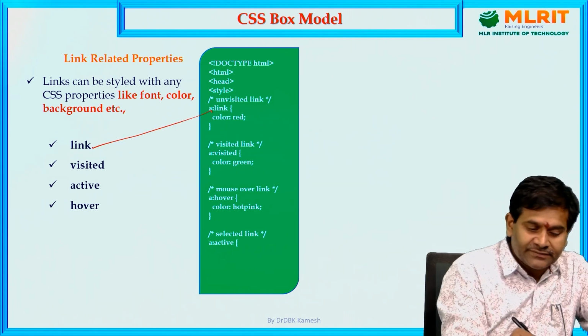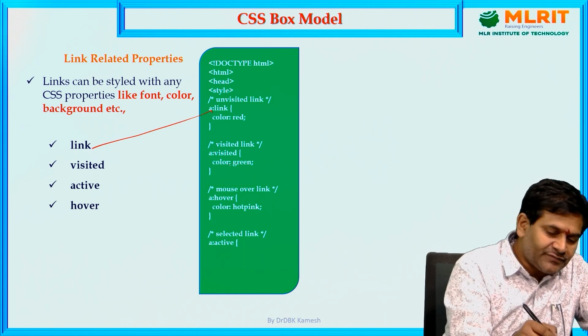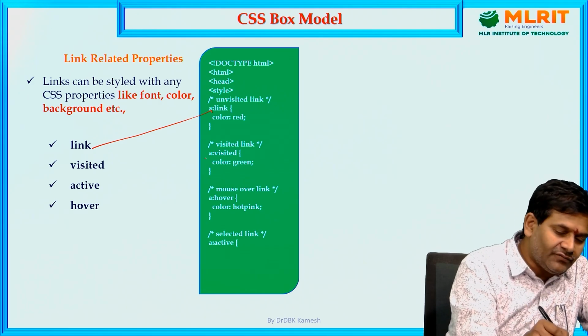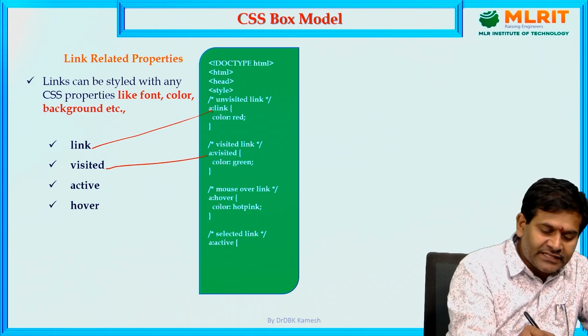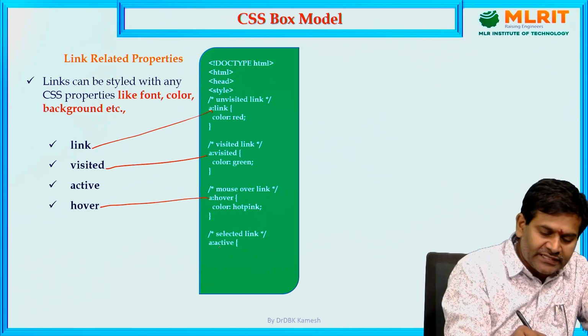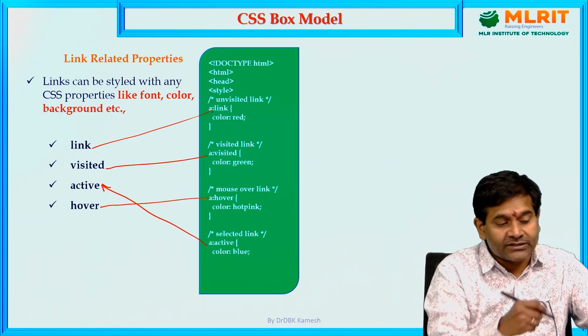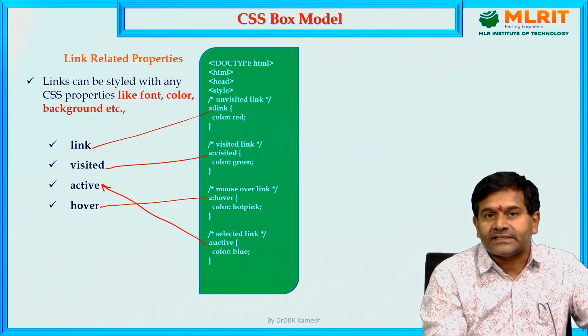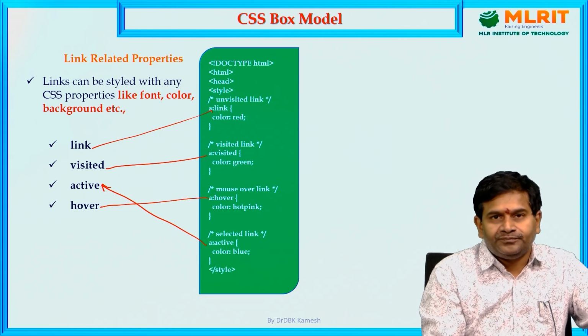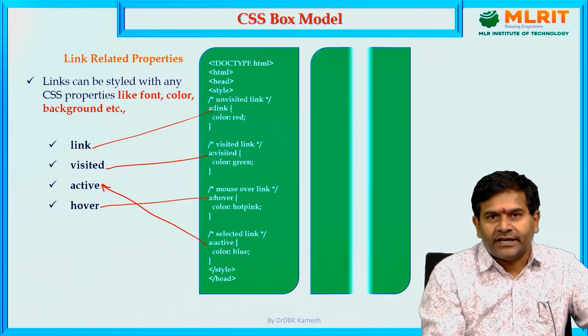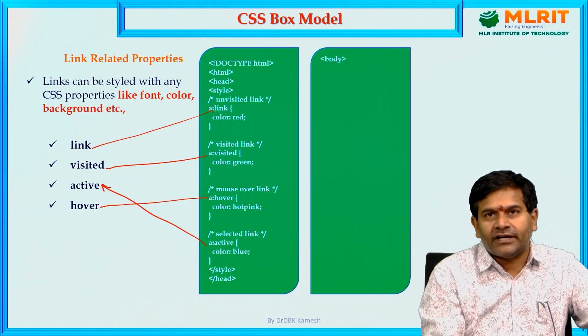First one is link, so that is called unvisited. Second way is visited, that is called visited. Then next one is hover. Then the last one is active. So these all we have incorporated. So this is called as the link properties, right? This is a style completed, head completed. Then we need to write the body part.